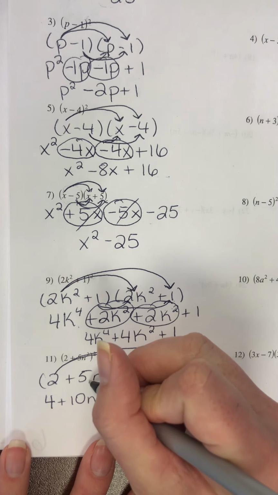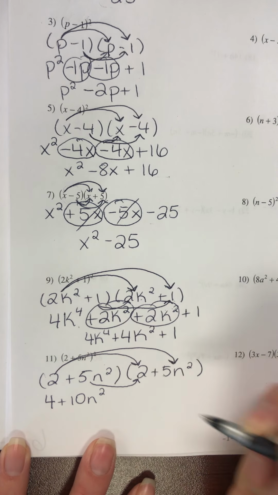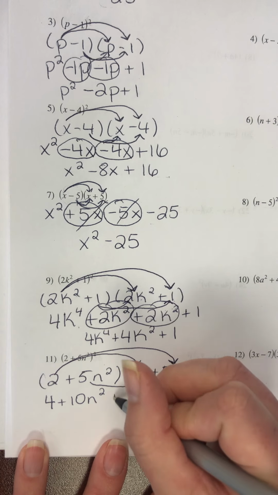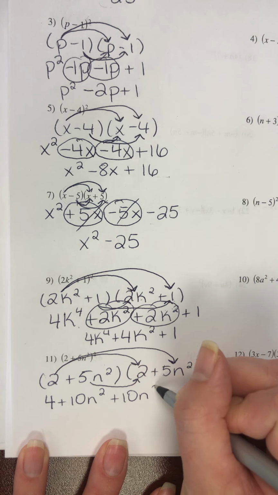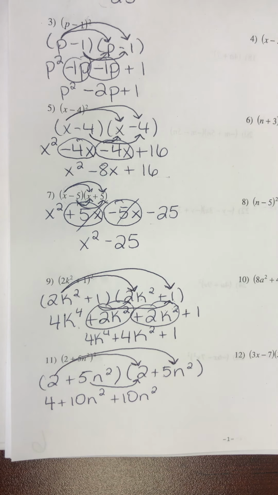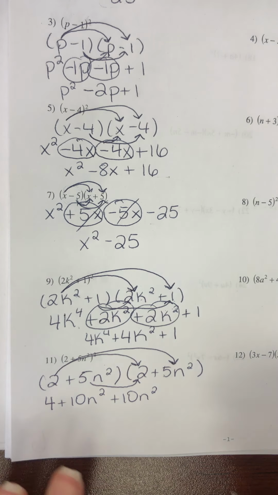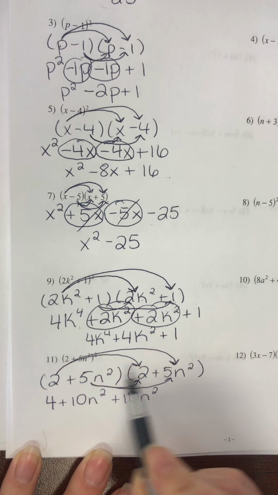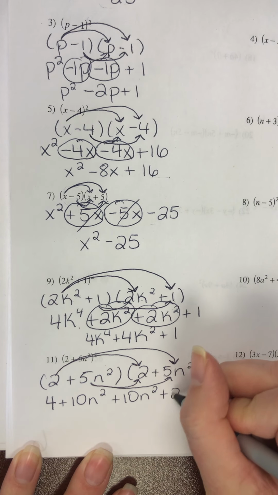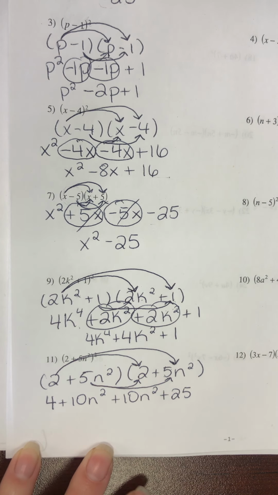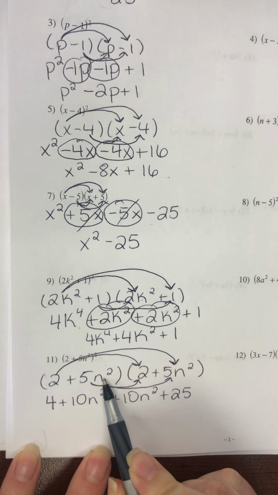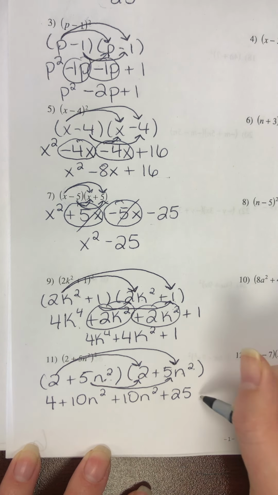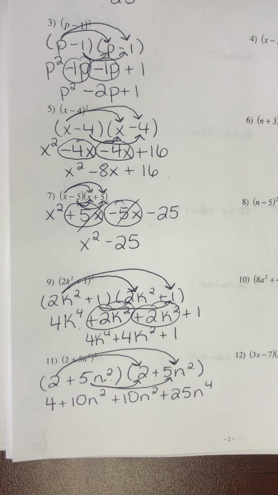Then I'm distributing the 5n squared to both terms in the second set of parentheses. So 5 times 2 is 10. And carry along the n squared. And then I'm distributing 5n squared to 5n squared. So 5 times 5 is 25. Remember, when we're multiplying with variables, we add the exponents. So n squared times n squared is 2 plus 2, which is 4.